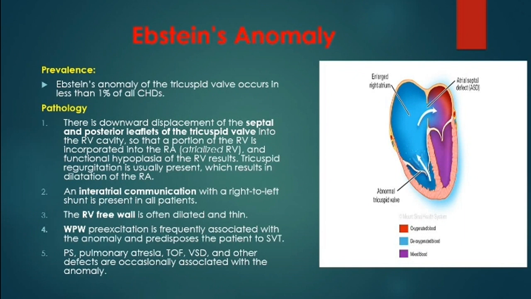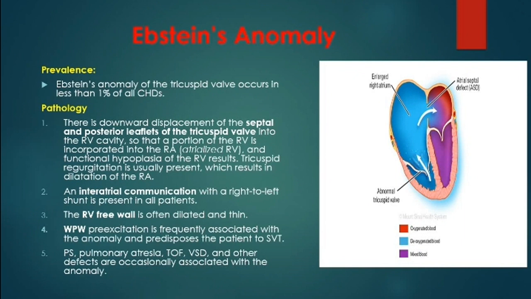There is functional hypoplasia of the RV, where the cavity is becoming smaller. This abnormal valve is severely regurgitant, and this results in a dilated right atrium. There is usually a large ASD with a right to left shunt in all these patients. The right ventricular free wall is often dilated and thin.